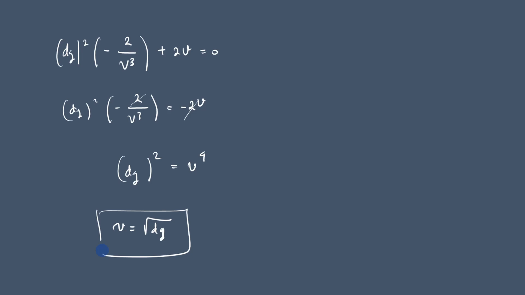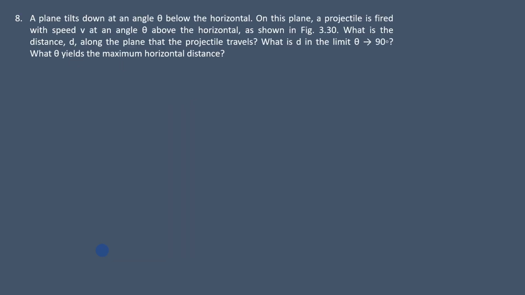Okay, like that. And now we move to the 8th question. A plane tilts down at an angle theta below the horizontal. On this plane, a projectile is fired with speed v at an angle theta above. Sorry, I forgot to put the figure on this question, so we can illustrate the figure later. And what is the distance d along the plane that the projectile travels? What is d in the limit theta approaches 90 degrees? And what theta yields the maximum horizontal distance?